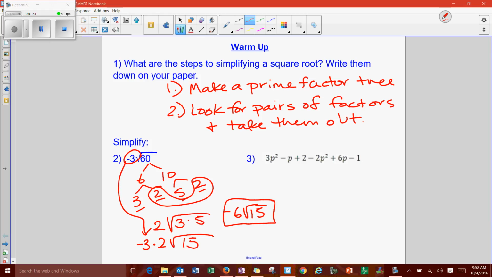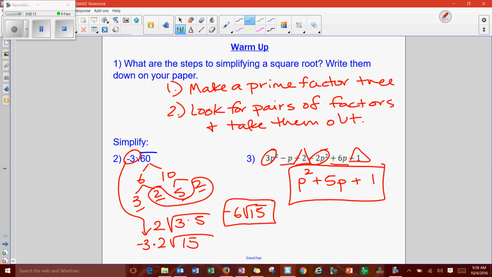All right, number 3, combining like terms. Here's my p squareds. I combine them. 3 minus 2 is 1p squared. And then I have negative p and positive 6p. I add them together and I get plus 5p. And then the plain old numbers, or in other words, the constants, I add together and I get 1. And notice that's in descending order, or in other words, standard form.